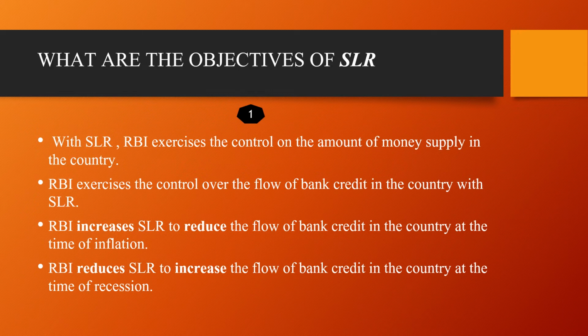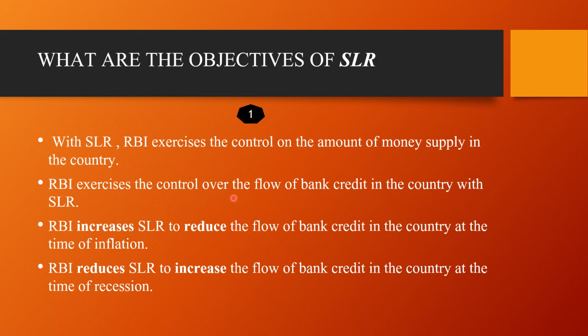Next, what are the objectives of SLR? With SLR, RBI exercises control on the amount of money supply in the country. As I always say, the magic wand lies with the RBI. It exercises its control. If it wants to increase the amount of money supply, it can do it very well. If it wants to reduce the money supply in the country, RBI can do it very well. The tool under discussion here is the statutory liquidity ratio.